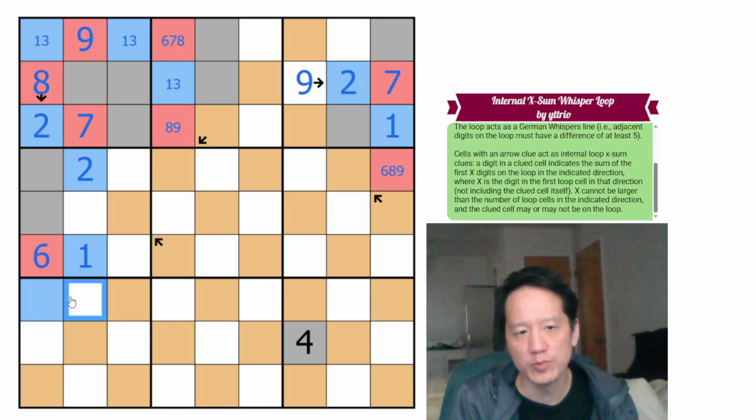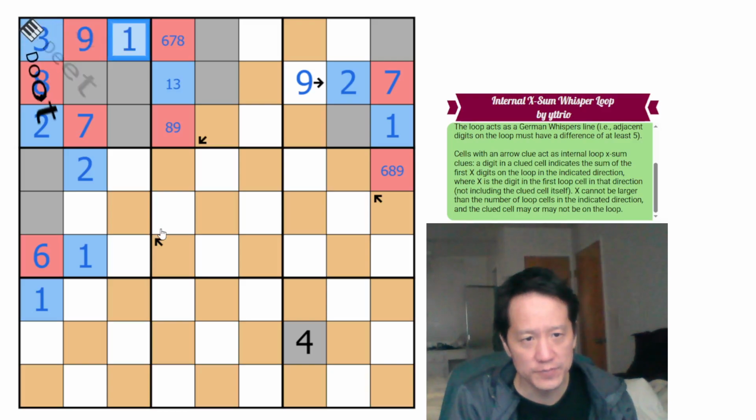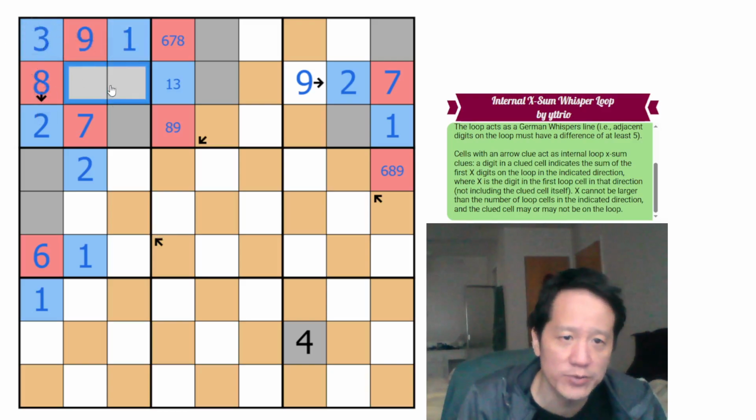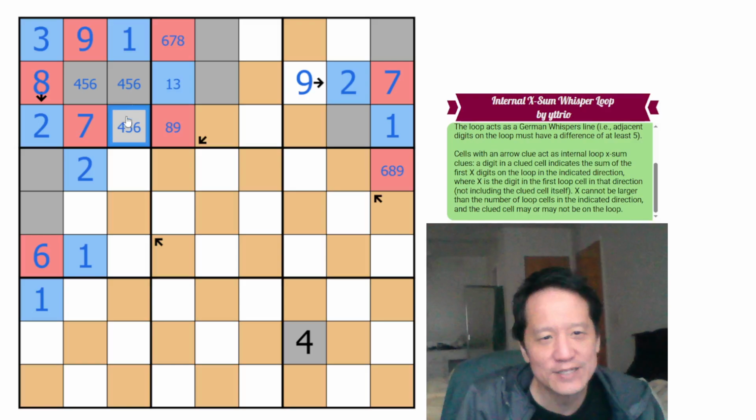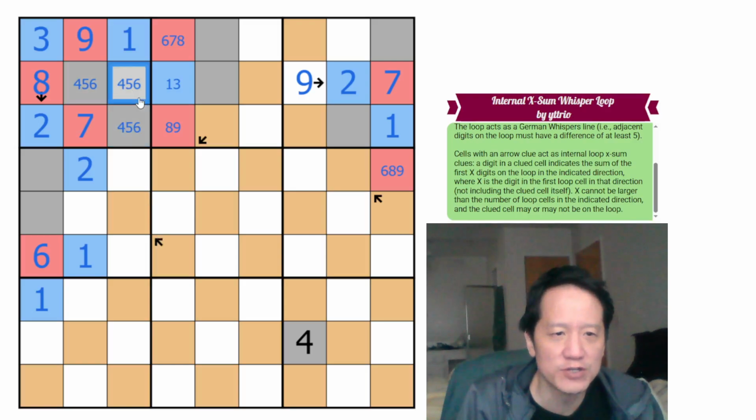This has to be on the loop, and it's 1. So this is 1, which makes that 3, which makes that 1. That's 3 in the corner. We celebrate. I'm not sure why we're celebrating, but we're celebrating anyways. It's 4, 5, and 6 here as for the rest of the box.